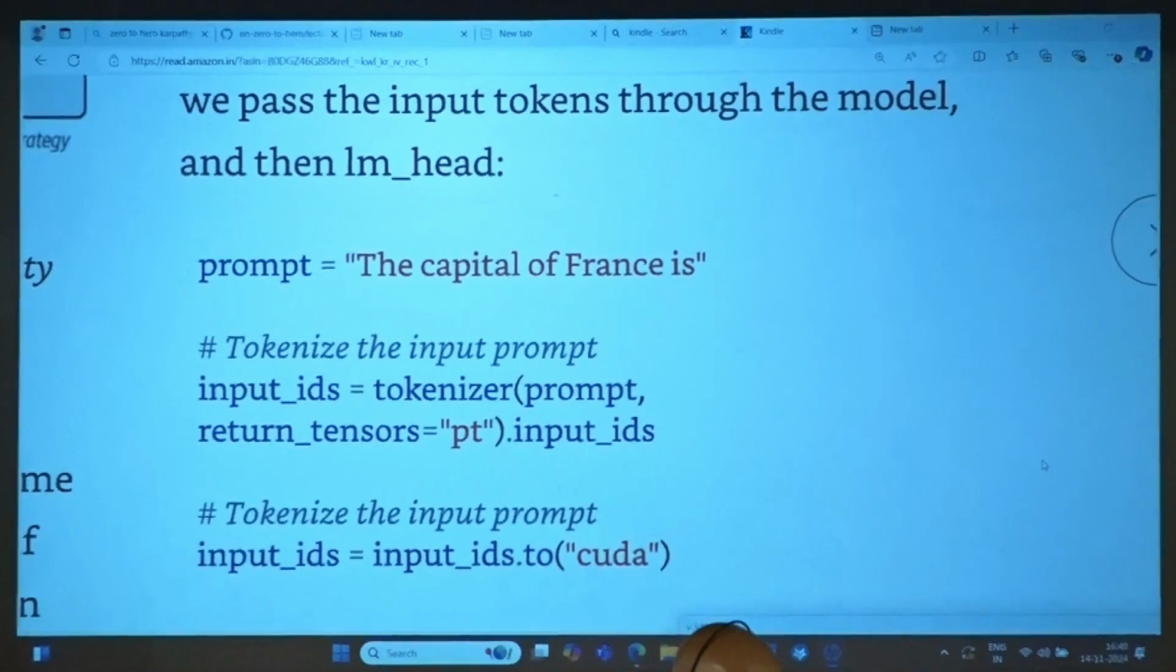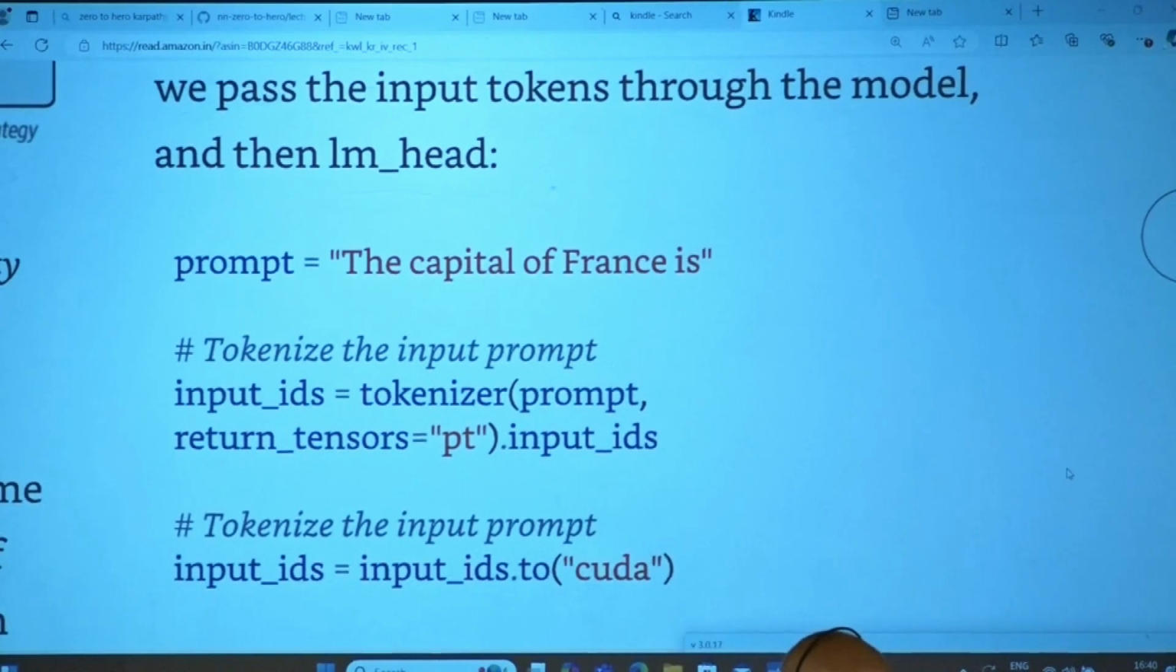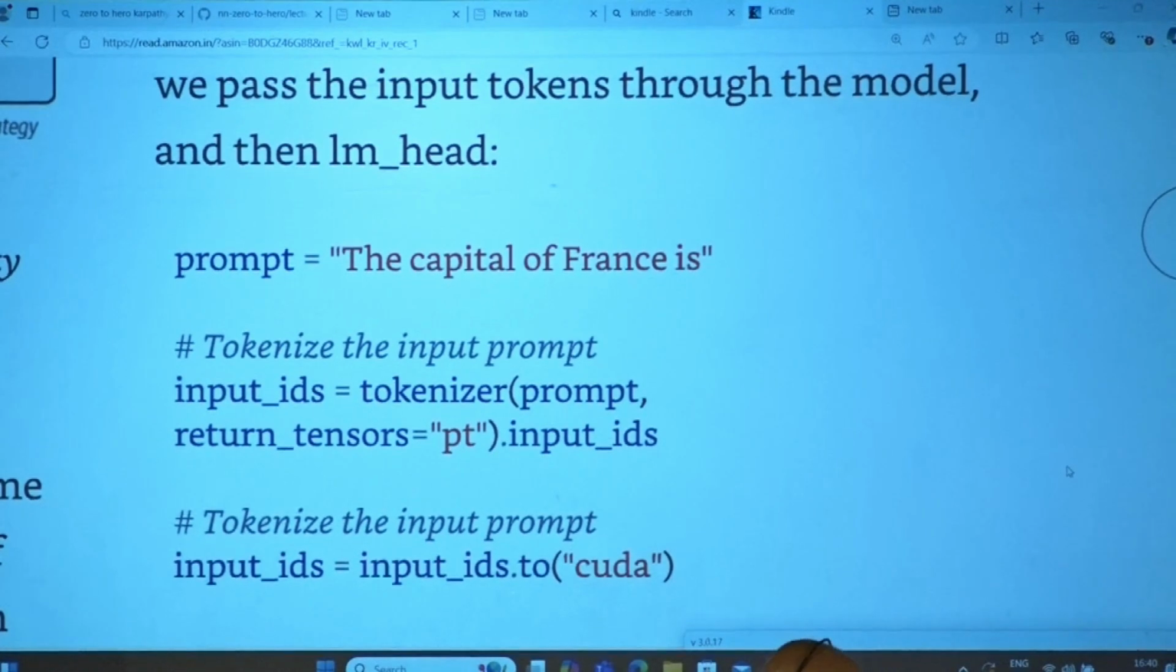Suppose the prompt is "the capital of France is". This is a prompt, and then how does it start? So he is showing you how it happens internally. Again, this is English, this is not how it really happens, but something like this happens. First is the tokenizer. It tokenizes the prompt and returns a tensor as a bunch of input IDs. So you invoke the tokenizer on the prompt, it chops it up and gives me the tokens.